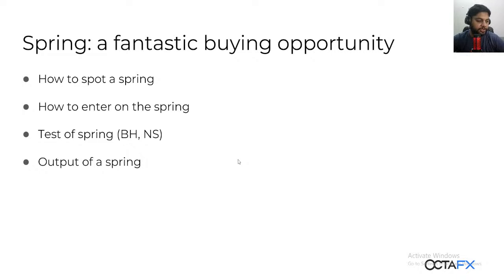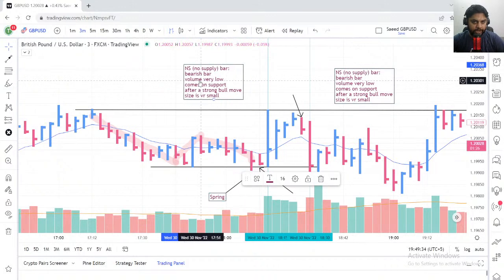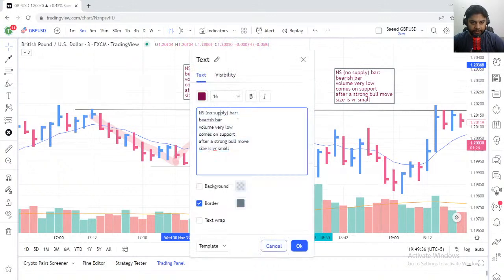I told you, you guys can buy either on bag holding or on no supply test bar. These both are the test bars. Now, how about bag holding? We already discussed the no supply test bar. How about bag holding? A bag holding bar, which stands for BH actually.